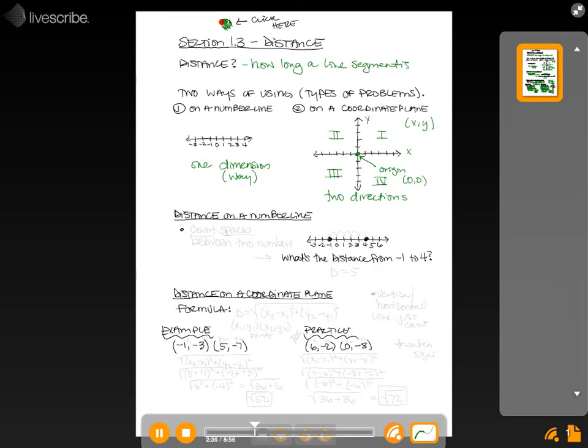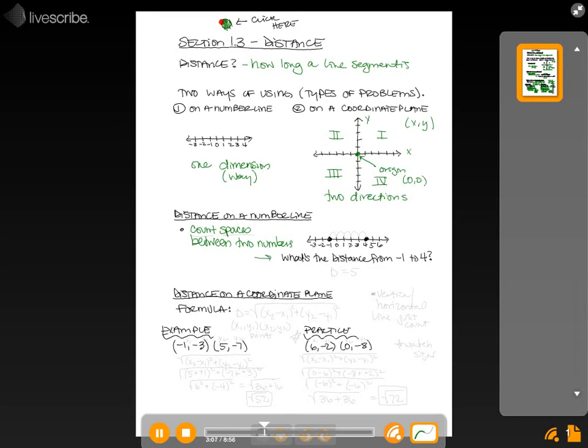To find distance on a number line, all you need to do is count the spaces between two numbers. Pretty simple, okay? You're just going to count the spaces between two numbers. Where people go wrong on this is they count the lines, okay? So, in any case, if you're confused about it, I would always draw yourself a number line. It's not that difficult, and then just count the spaces. It can't be that bad.